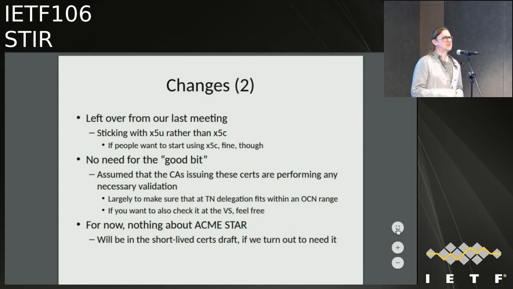And for now, I didn't really do anything about ACME STAR. I think we're going to push that probably into the short-lived certs draft, if we get around to doing that, which we probably will at some point. If we have any spare time today, we may talk about future directions for work we're going to explore here. But for now, I'm not really saying anything about it in this draft. Next slide.